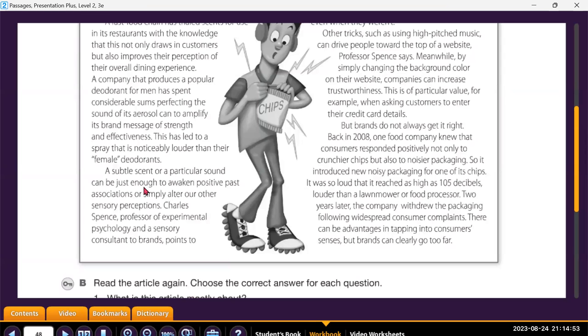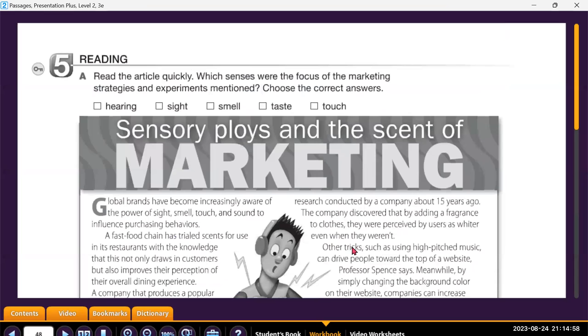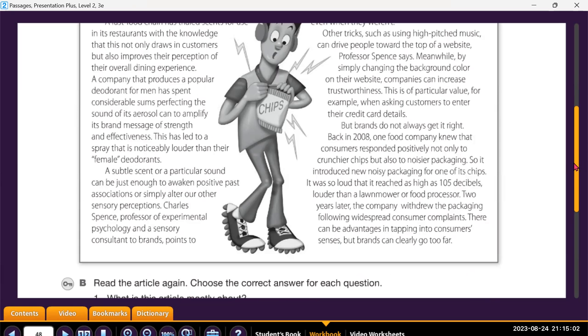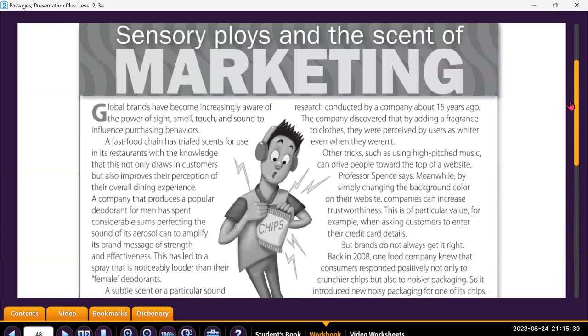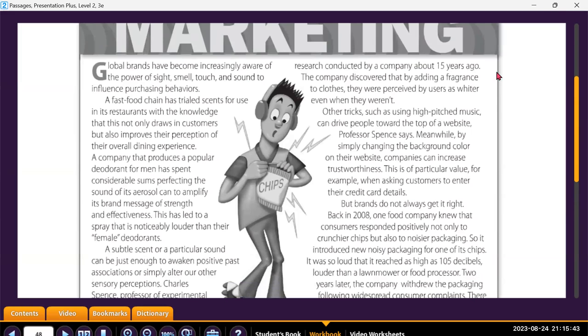I need a volunteer to continue from a subtle scent to they worked. Volunteer? Okay, I will read that part. A subtle scent or a particular sound can be just enough to awaken positive past association or simply layer our other sensory perception. Charles Spence, professor of experimental psychology and sensory consultant to brands, points to research conducted by a company about 15 years ago. The company discovered that by adding a fragrance to clothes, they were perceived by users as whiter even when they weren't. Sounds interesting.